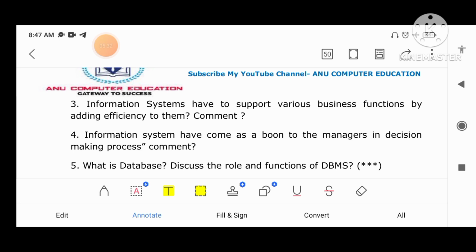Next, a very important question is: what is a database, and discuss the role and functions of DBMS. In a database management system, we are going to store a huge volume of data. So how is the database management system useful? A database management system is software. By making use of this software, we are managing the database, like insertion, updation, deletion, and so many things. And the main function of our DBMS is providing security and privacy. This is a very important concept.